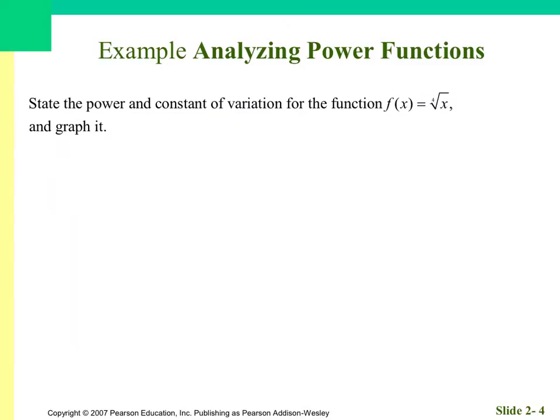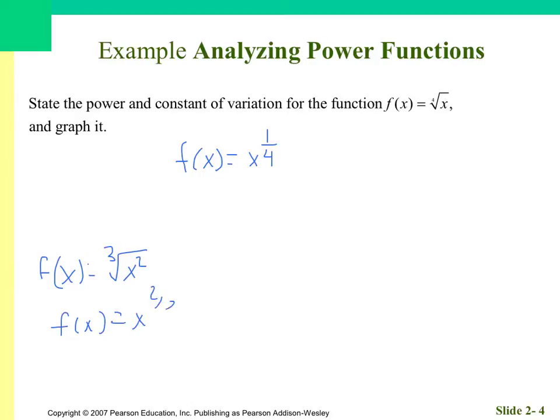Alright, so state the power and the constant of variation for the function f of x equals the fourth root of x and graph it. So first of all, I would change this so we see it as an exponent. So remember, this would be to the 1/4 power. So let's do something else real quick. Let's say I had f of x equals the cube root of x squared. That would also be this, to the 2/3 power. Okay?